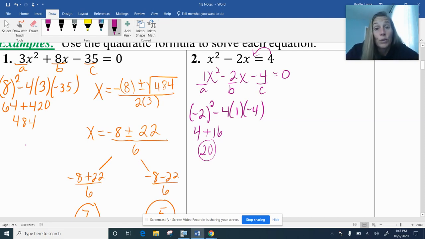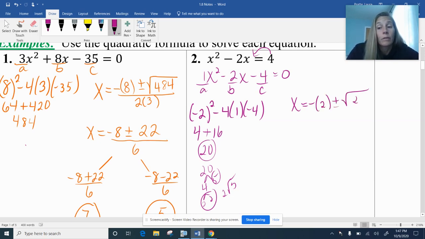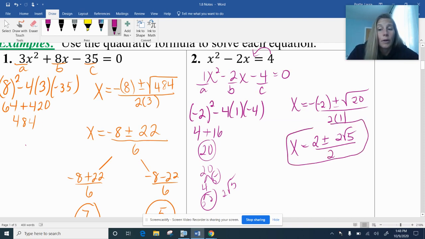Now this does tell me I'm going to have two solutions because it's positive. However, it's not a perfect square. So at this point, you might want to simplify or reduce that radical. So it's going to be 2 radical 5. So then when I go to put it in my quadratic formula, this is 2 times 1. We know that when we have a negative and then a negative on the b value itself, that's going to become a positive. We know that if we break down the 20, we get 2 radical 5, and 2 times 1 is 2. So this is basically our answer right here.